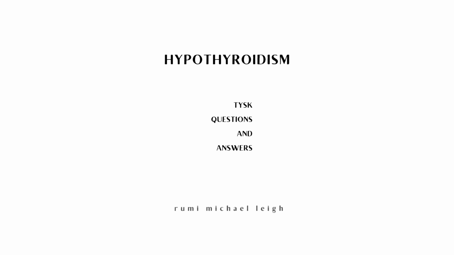4. What is Hashimoto's disease? Hashimoto's disease is an autoimmune disease that causes hypothyroidism. 5. What is thyroiditis? Thyroiditis is the inflammation of the thyroid gland. 6. What is postpartum thyroiditis? Postpartum thyroiditis is thyroiditis after the delivery of a baby. 7. What is thyroidectomy? Thyroidectomy is the surgical removal of the thyroid.